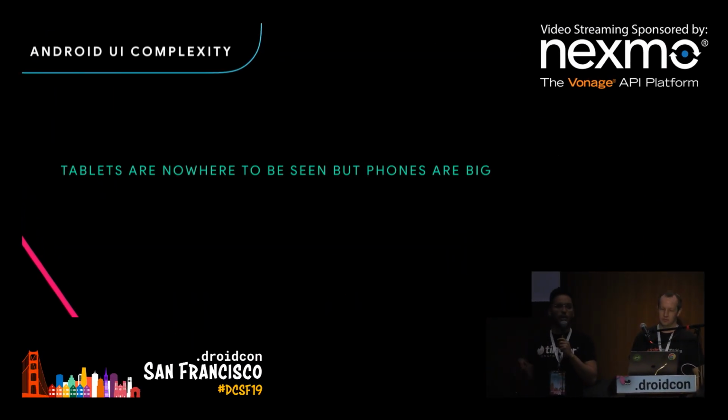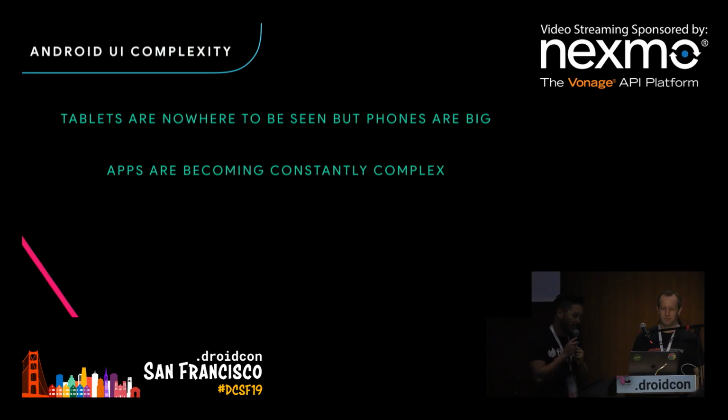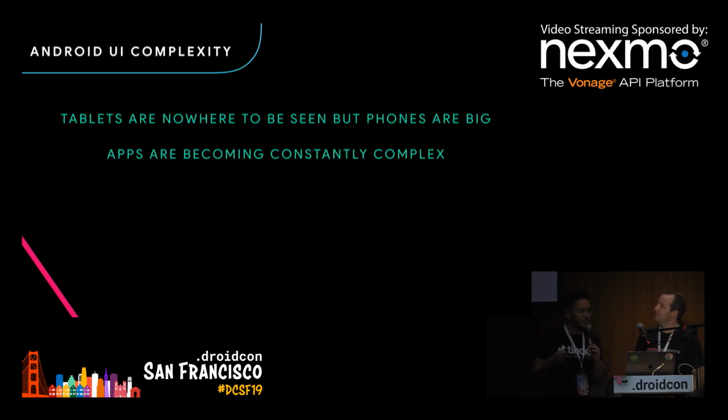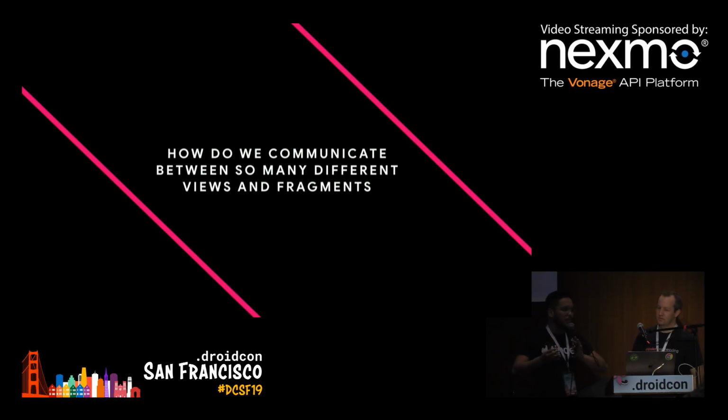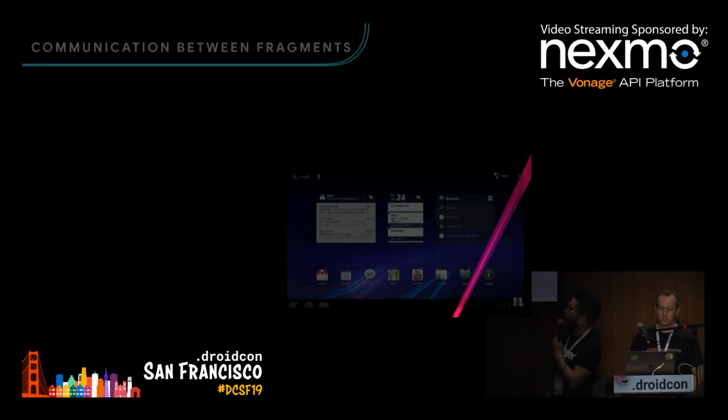Tablets nowadays are nowhere to be seen, but phones are getting bigger, right? Like we have 6-inch phones, and we think that's fine. I like it. I'm not complaining. And then apps are becoming more and more complex too. And with all those views and things going on at the same time, and sometimes fragments and views that we need to reuse, how can we make the communication between them more efficient? It's a question that we often ask ourselves, and at Tinder we ask ourselves all the time, and that's why we came up with the subject of this talk today.